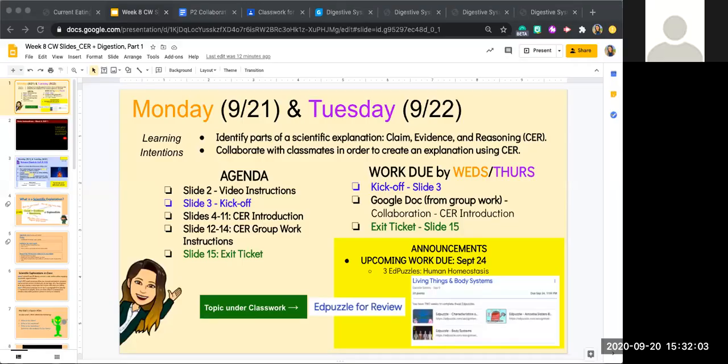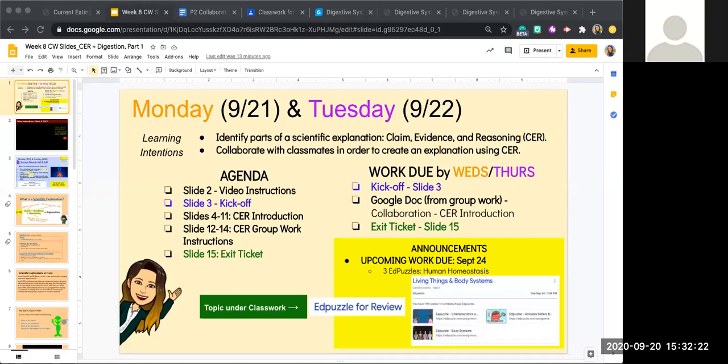Welcome to week 8 of distance learning. Your learning intentions for Monday and Tuesday are to identify parts of a scientific explanation, claim, evidence, and reasoning, and to collaborate with your classmates in order to create an explanation using CER.